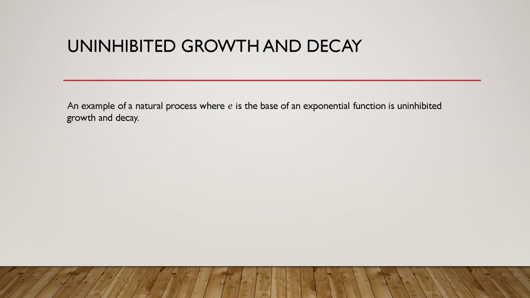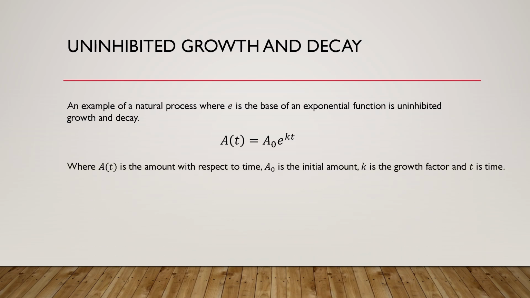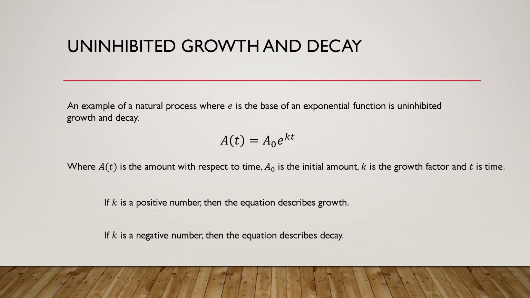An example of a natural process where e is the base of an exponential function is uninhibited growth and decay. A of t is equal to A sub 0 times e to the k times t, where A of t is the amount with respect to time, A sub 0 is the initial amount, k is the growth factor, and t is time. If k is a positive number, then the equation describes growth. If k is a negative number, then the equation describes decay.